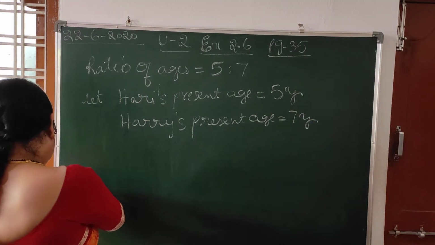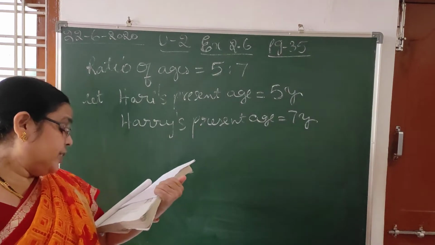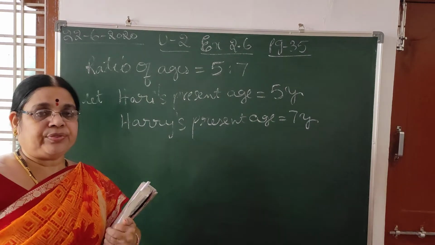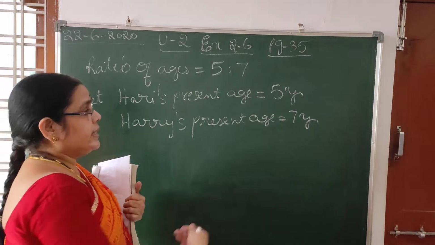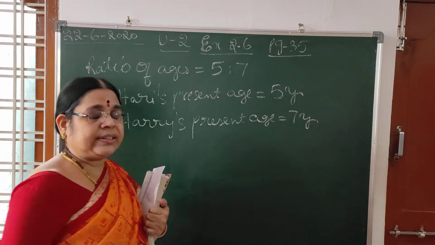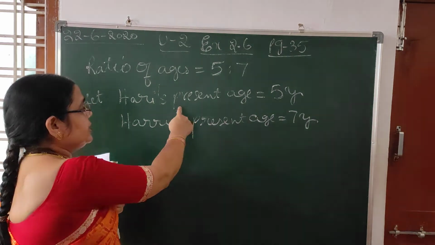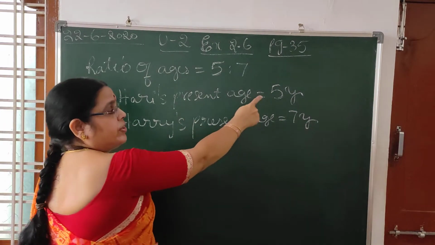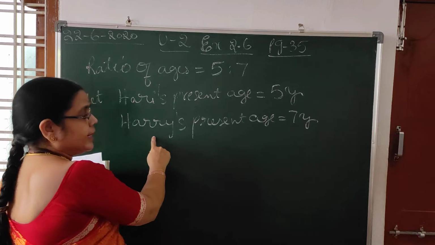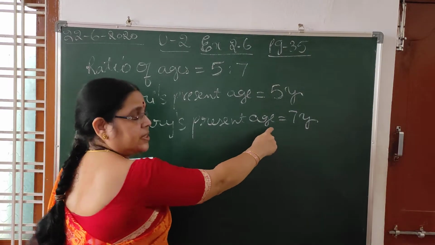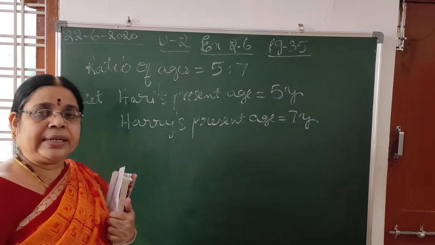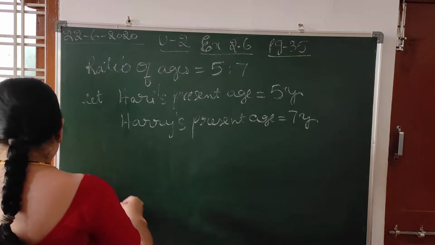Next, what happened here? 4 years from now, the ratio of their ages will be 3:4. At present, their ages are 5y and 7y. 4 years from now, that means after 4 years, what is the first boy's age? 5y plus 4. And the second boy's present age is 7y. After 4 years, it will be 7y plus 4.